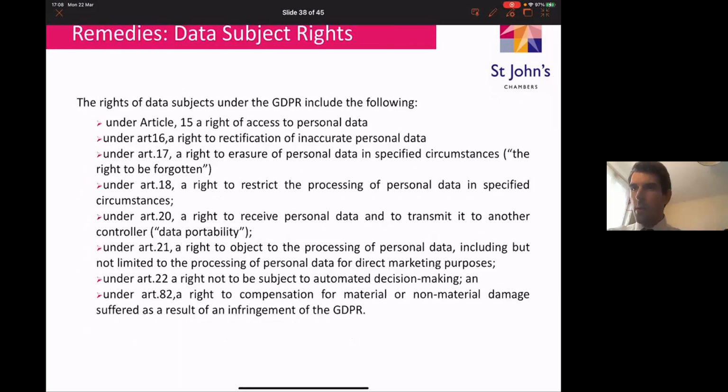Those are the points I've already made about the interplay between misuse of private information and the data protection sphere. And at that point, I will leave you with James, who is going to deal with litigation aspects of the data protection framework, and he's going to start with remedies.